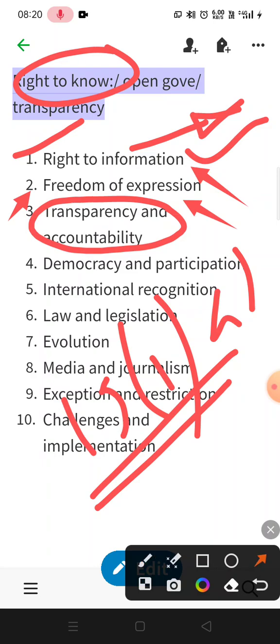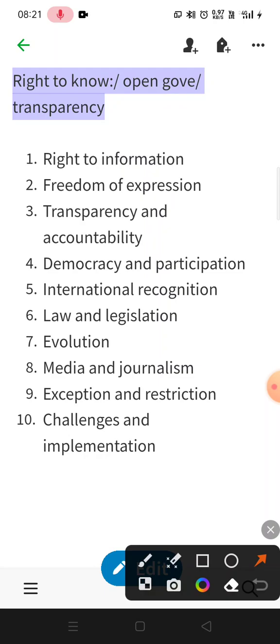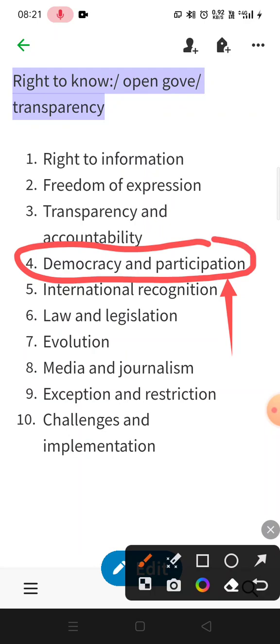Democracy and participation. People's participation is the core thing, right? If people are not participants in the helm of affairs, there will be no existence of democracy anyway. Democracy and the participation of people in the process of government is one of the features of right to know, or open government, or transparency and accountability. People have to participate in the democratic process, so that they can know about the implementation and all the things the government is doing in the right way, and so on and so forth. So democracy and participation are also a core element when it comes to right to know, or open government, or transparency in government.